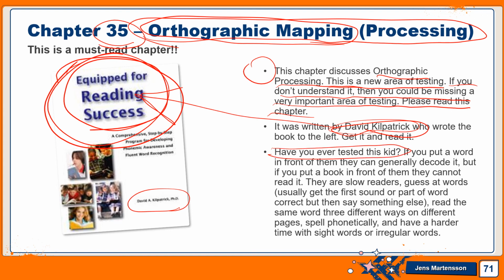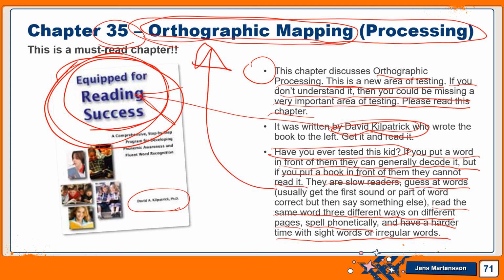So I'm just wondering, have you ever tested a kid like this? If you put a word in front of the child, they can generally decode it. But if you put a book in front of them, they can't read it. They're slow readers. They guess at the words. They read the same word 3 different ways on different pages. They spell phonetically and have a harder time with sight words or irregular words. I know you've tested kids like this. These are kids with orthographic mapping or orthographic processing problems.